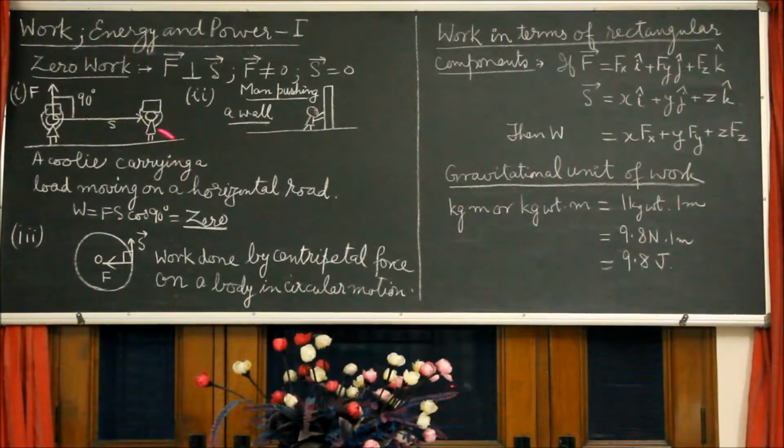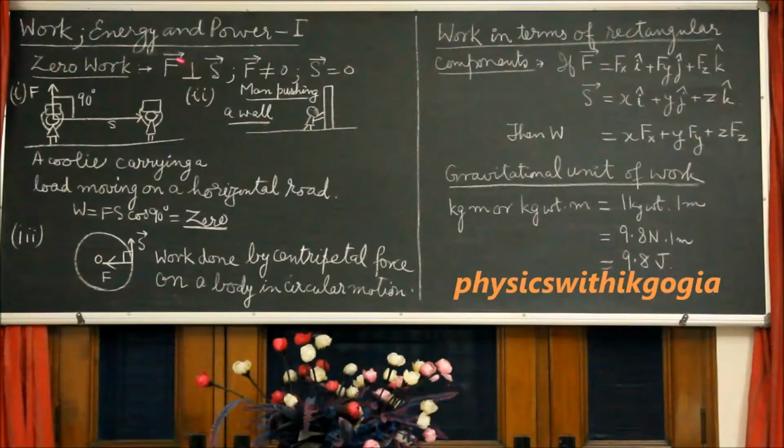In certain cases, the work done by a force may also be 0. For example, if the force is perpendicular to displacement, or if the force is not equal to 0 but displacement is 0, in both these cases the work is 0. Let's take this example first: a man pushing a wall. You can see this man is pushing a wall, but the displacement happens to be 0. The force is non-zero, it's the force applied by the man, but he is not able to displace the wall, therefore the work done in this case will be 0.